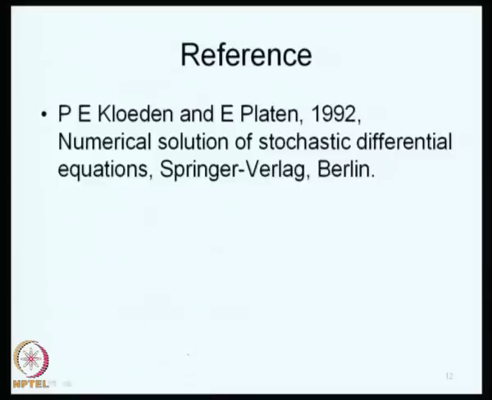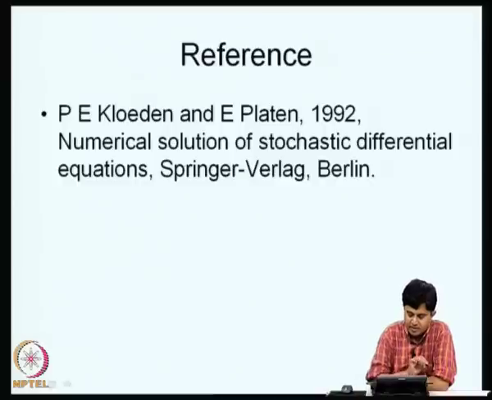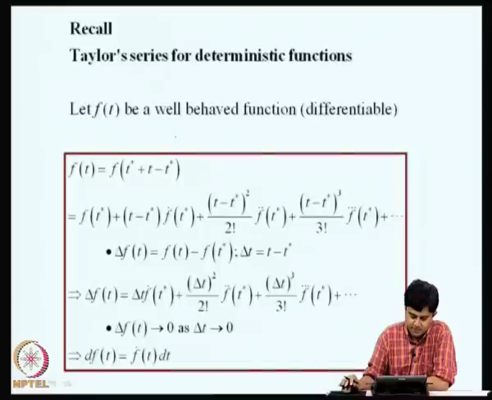If we quickly recall, we have already seen the issues associated with a random walk becoming a continuous time random process, and we will return to that shortly. Before that, I would like to cite this reference. This is a book by Kloeden and Platen, which describes extensively the numerical solution of stochastic differential equations, and for this lecture this will be a very useful reference.